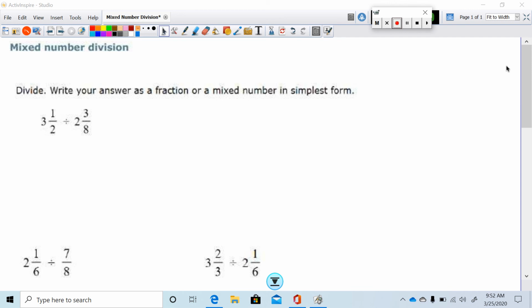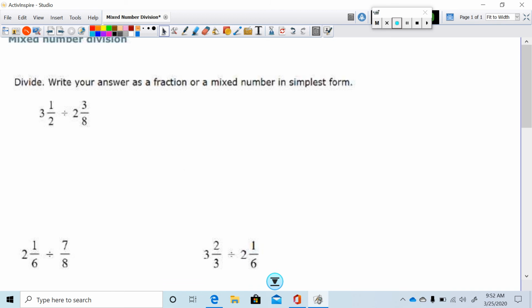Mixed number division. It says divide and write your answer in a fraction or a mixed number in simplest form. I'm actually going to show you both of those types of answers so that you know how to do it either way, depending on what they ask you. On this particular problem, they're giving you a choice, but they won't always do that.